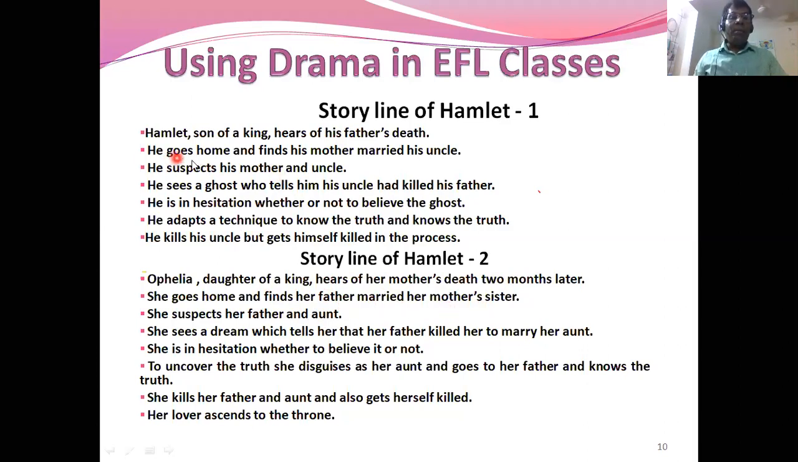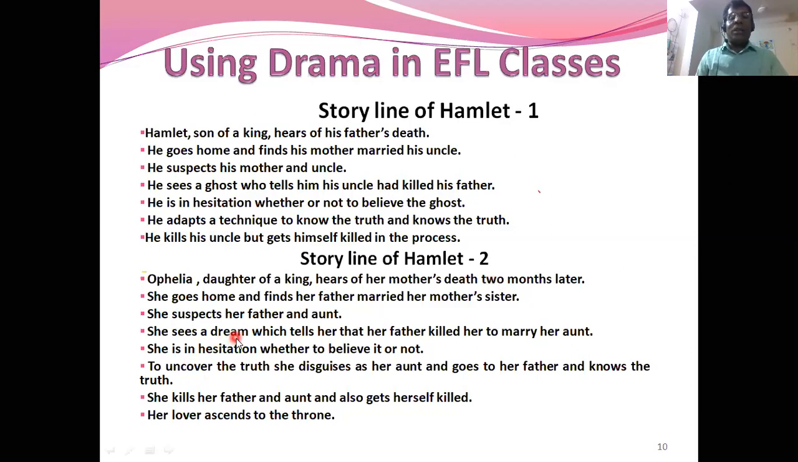এখানে কি হয়েছিল? Hamlet goes home and finds his mother married his uncle. এখানে কি হচ্ছে? She goes home and finds that her father married her mother's sister. খালাকে বিয়ে করেছে। এই ঘটনা অনেক জায়গায় ঘটে, অন্য অন্য কালচারেও ঘটে। She suspects her father and aunt. Ophelia perhaps thinks that my mother did not die a natural death, as my father within 2 months married my aunt, so there may be something fishy in it.